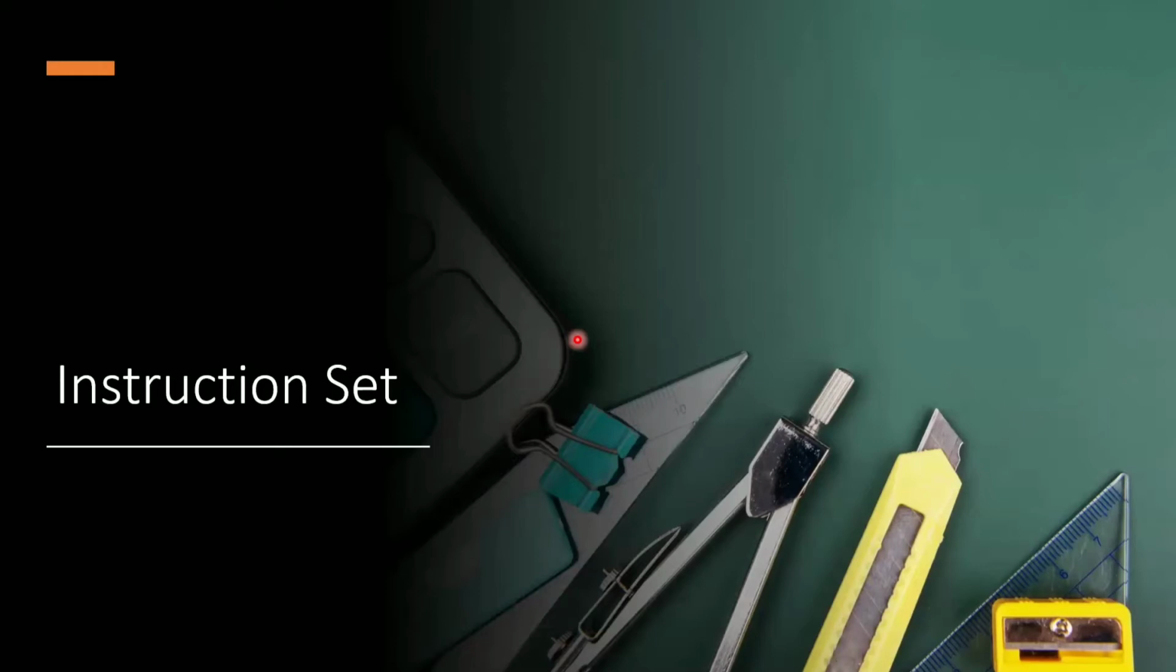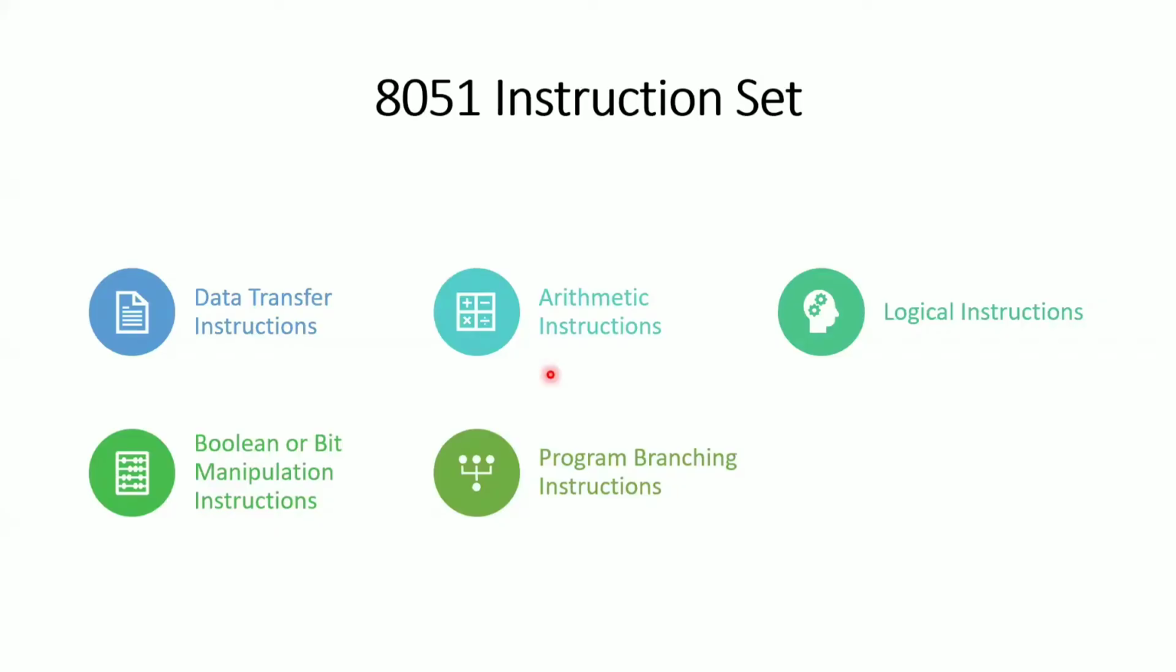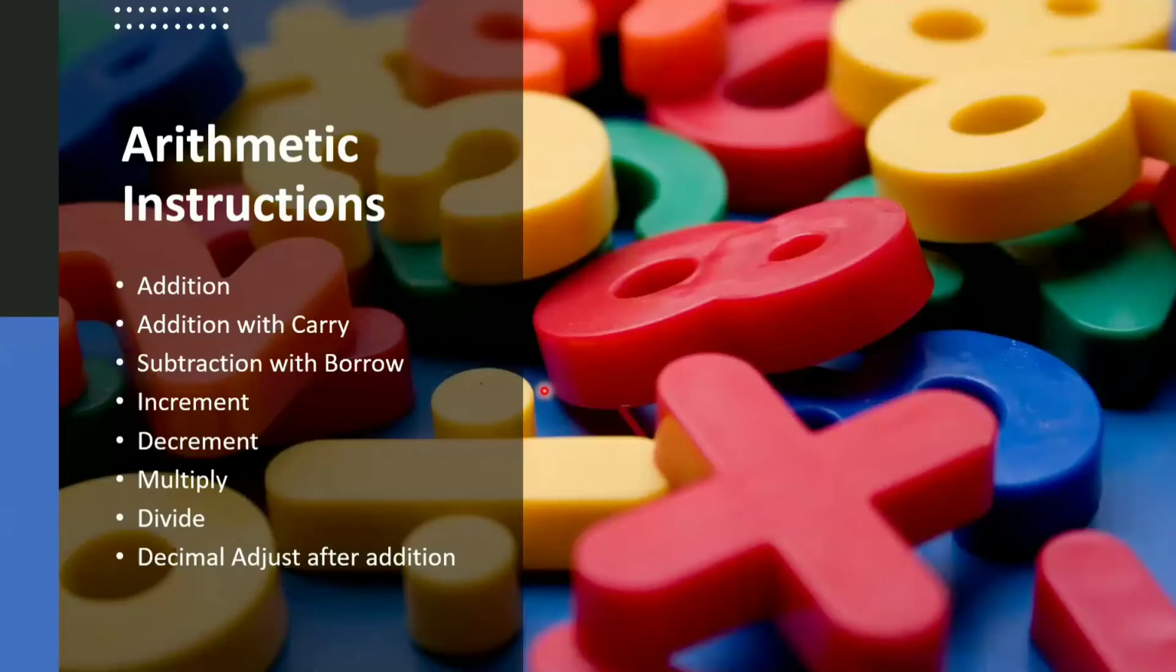I'm sure in the 8085 microprocessor, we have discussed the instruction set of 8085, right? Similarly, we are going to discuss the instruction set of your 8051 microcontroller. Now this instruction set is divided into 5 categories, 5 groups you can say: data transfer instructions, arithmetic, logical, boolean or bit manipulation instructions, and program branching instructions. We are going to see them one by one, and let's start with the first, arithmetic instructions.